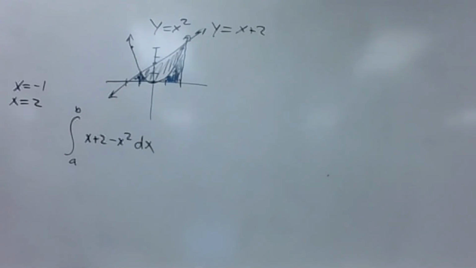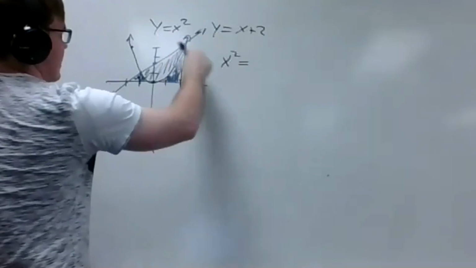But a good way to check this is if you set these two equations. Can you still see this far right on the far left on the screen? Yeah. All right.